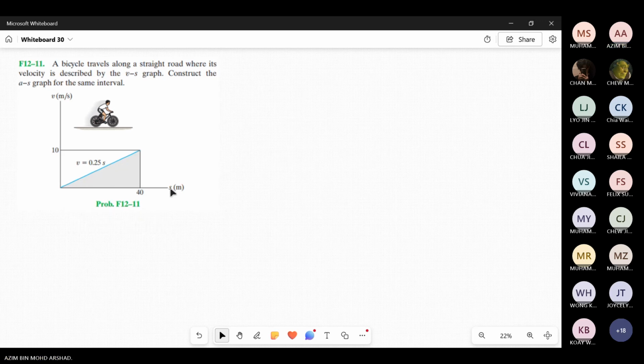Okay. Now let's try this question. A bicycle travels along a straight road where its velocity is described by the v-s graph. This is a bit more tricky because it is not your standard s-t, v-t, or a-t graph. It's a v-s graph. The x-axis is given by the position s and the y-axis is v. Construct the a-s graph for the same interval.